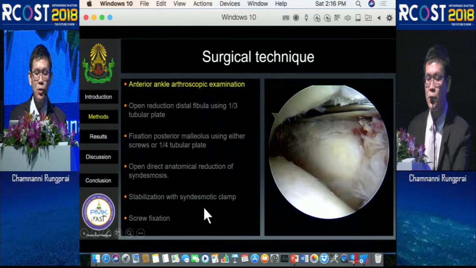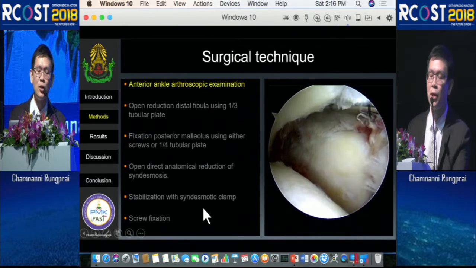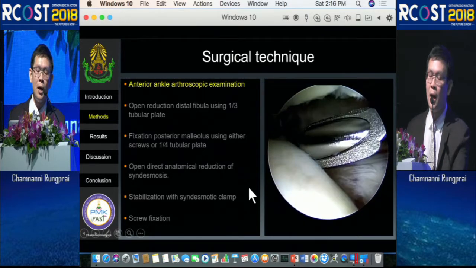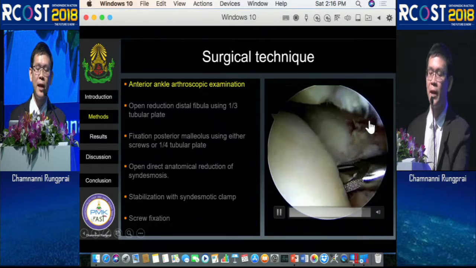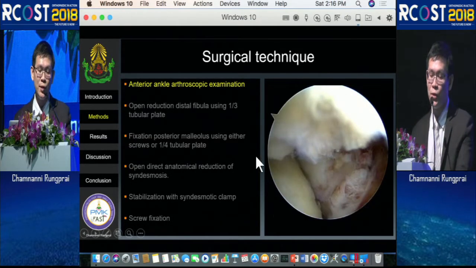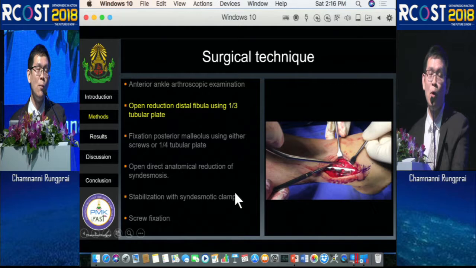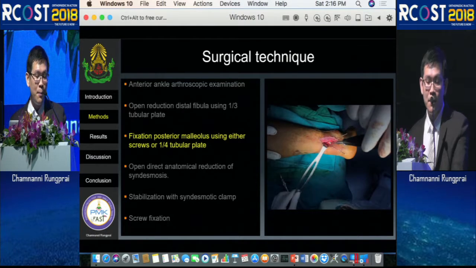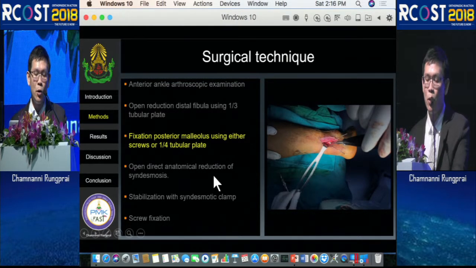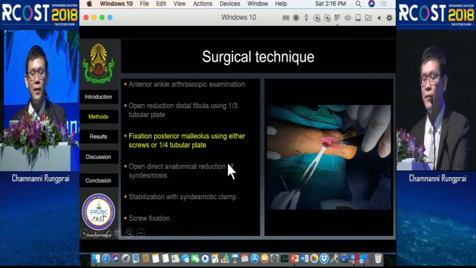For surgical technique, in all patients we perform ankle arthroscopy to make sure they have a positive drive-through and significant injury to the syndesmosis. After that, we perform open reduction and fixation of the distal fibula with a 1/3 tubular plate and lag screw. In patients who have a posterior malleolar fracture, we use a posterolateral approach and fix the posterior malleolus with multiple screws or a 1/4 tubular plate, and then we fix the distal fibula and syndesmosis.